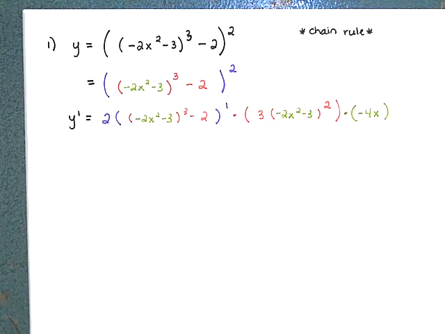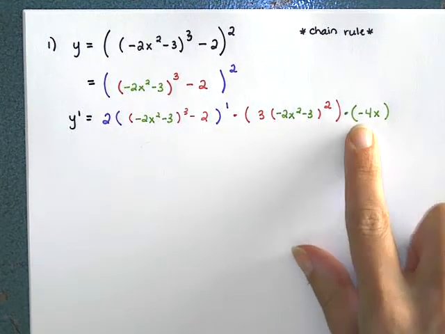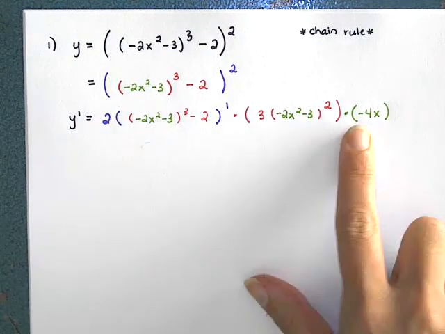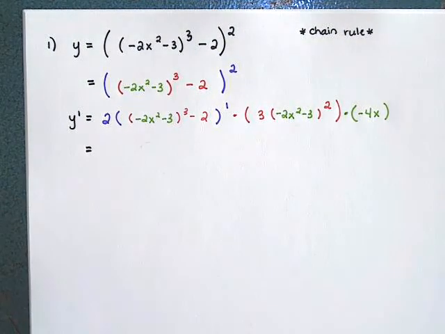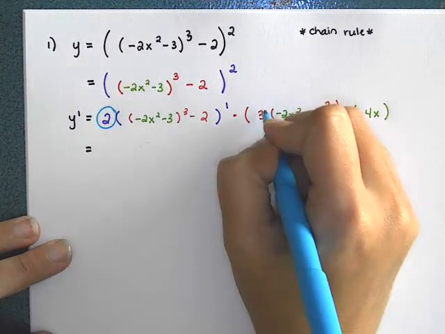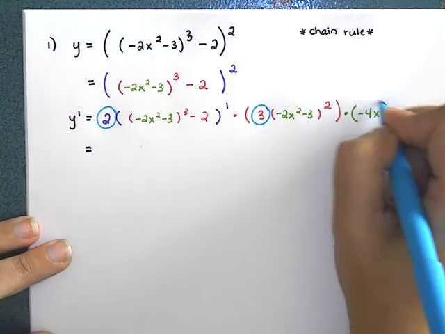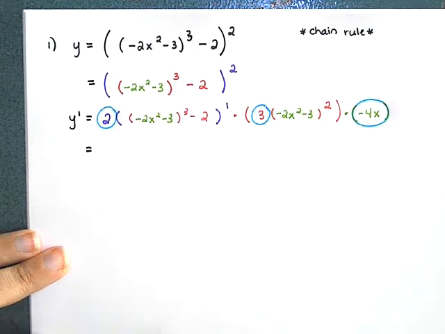Now this is one big product. I'm taking layer by layer by layer, and I'm multiplying their derivatives together. So in the end, I can do some simplifying that will make this look a little bit nicer. First, I'm going to look for any coefficients. 2 and 3 and negative 4x can all get pulled out to the front like a coefficient.